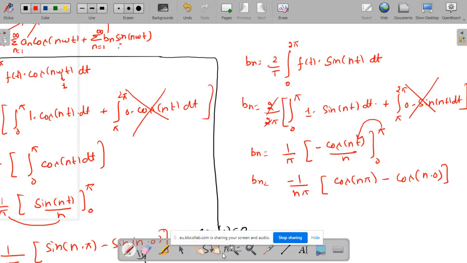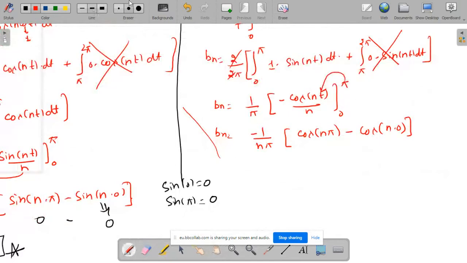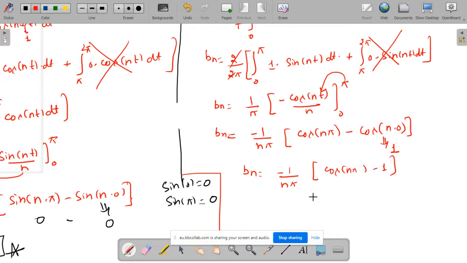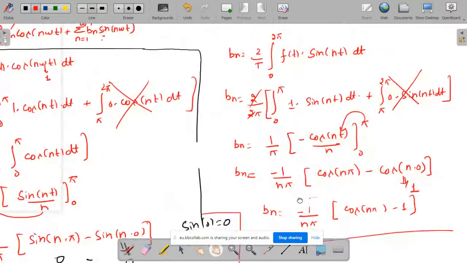Okay, now the last step. What is the last step? So bn is equal to minus 1 divided by n pi. Cos 0 is how much? Cos 0 is 1. So cos n pi minus 1. So this is the value of bn. A solution can still be simplified further, but you can stop here. So this is the value of bn.